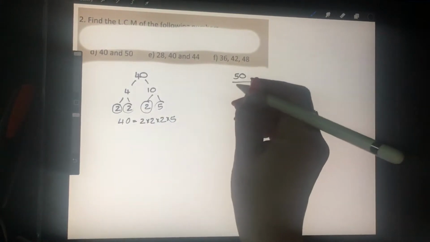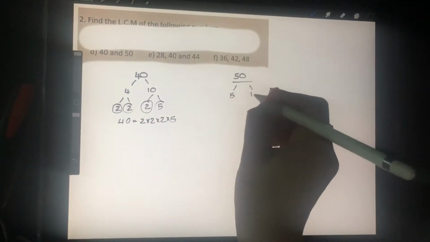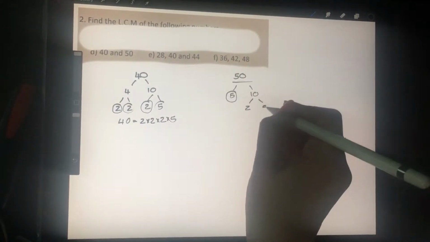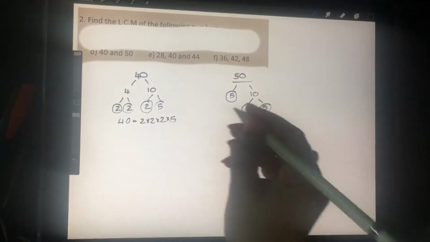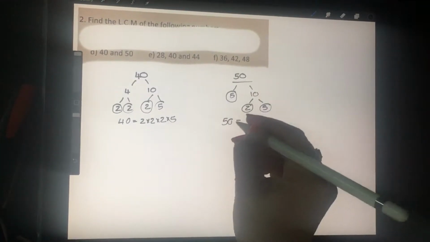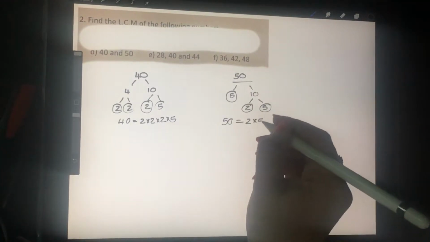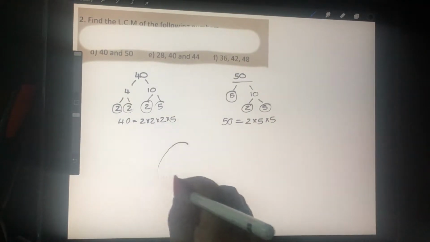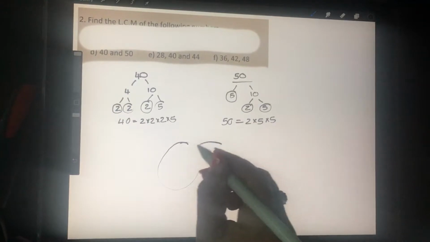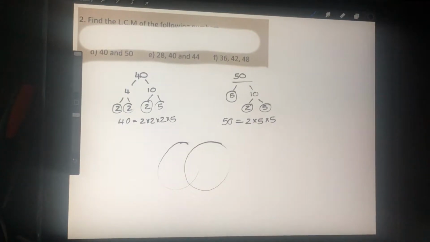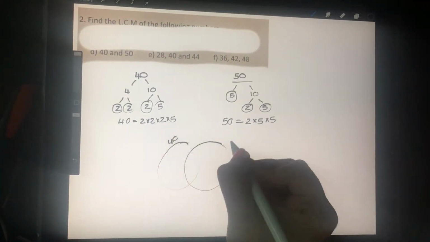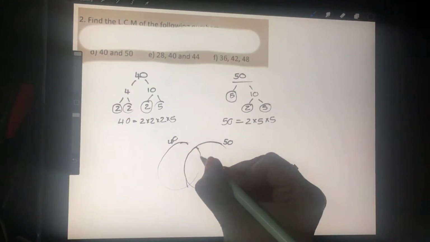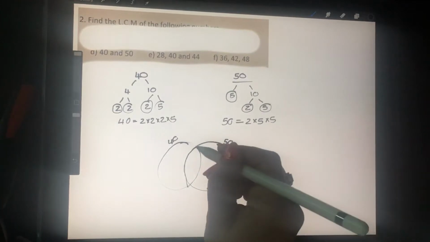And 50 can be divided into 5 times 10, where 5 is a prime number, and 10 can be divided into 2 times 5, where 2 and 5 are both prime numbers. So 50 can be rewritten as 2 times 5 times 5. Now we draw a Venn diagram. Okay? Where this circle represents 40, that circle represents 50, and this is our intersection or our shared part.